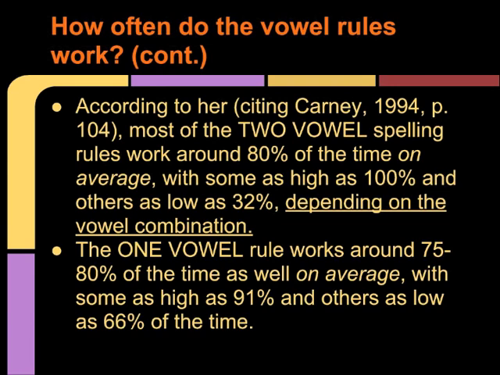According to her, citing Carney, 1994, page 104, most of the two-vowel spelling rules work around 80% of the time on average, with some as high as 100% and others as low as 32%, depending on the vowel combination. The one-vowel rule works around 75 to 80% of the time as well on average, with some as high as 91% and others as low as 66% of the time.